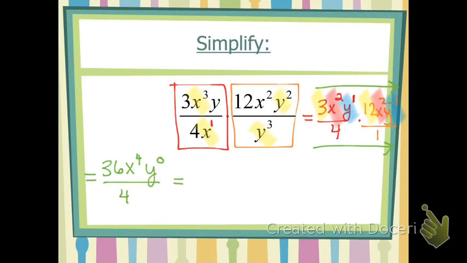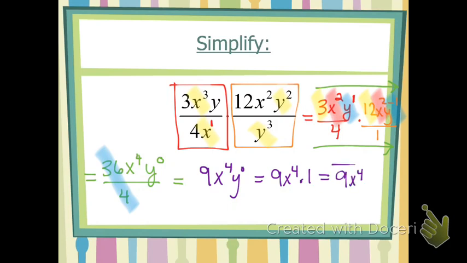Alright, next thing I would do is look at just my constants. I can simplify that part. I can do 36 divided by 4, and that reduces to 9. Then I still have the x to the 4th and the y to the 0. And for my last step, I'll remember my rule about 0 exponents, and that is that anything raised to the 0 power always equals 1. And I also know my identity rule from the beginning of the year, anything times 1 equals itself. So my final answer here would be 9x to the 4th.